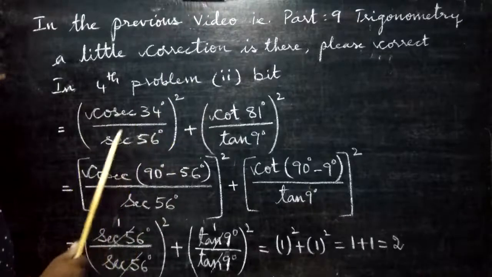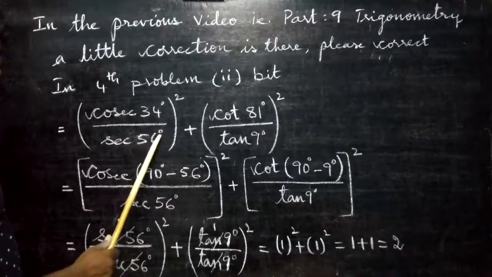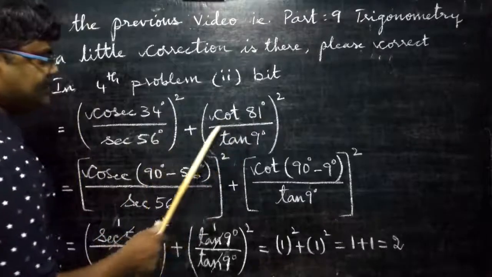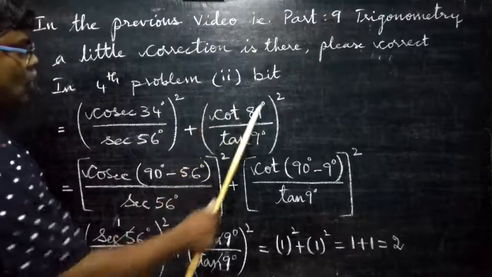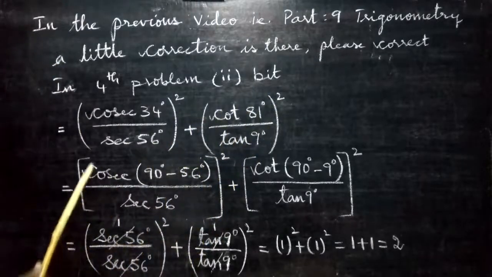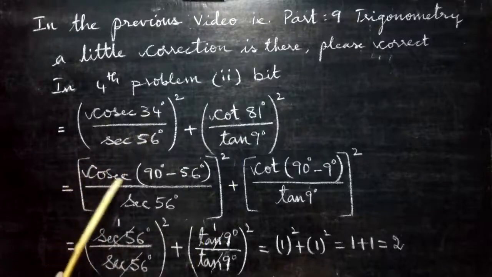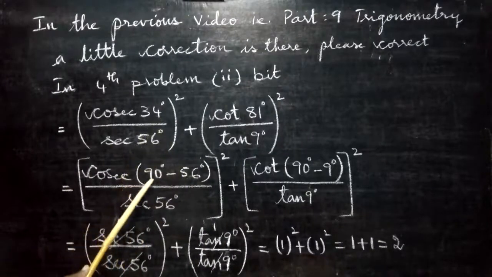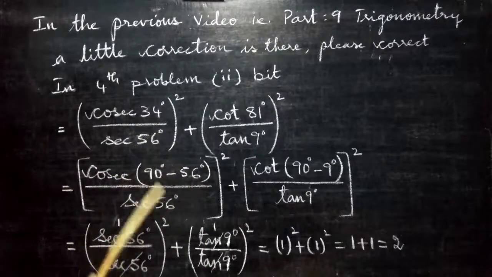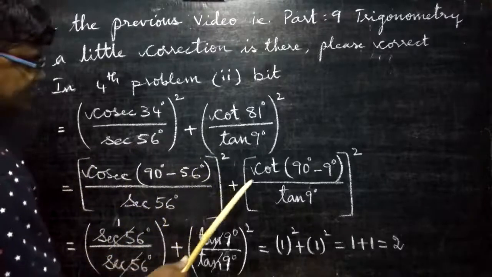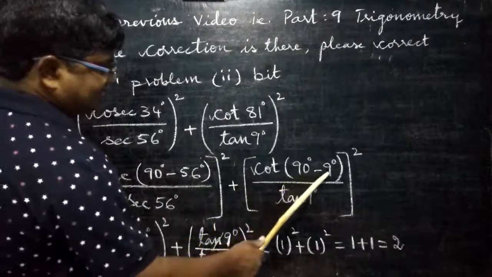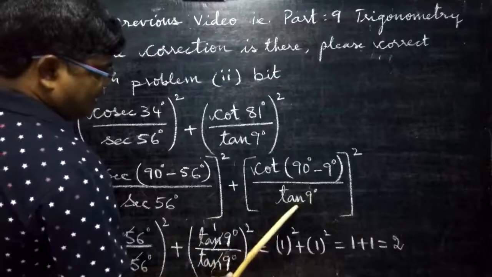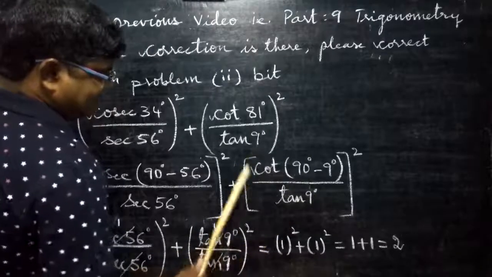(cosecant 34 degrees divided by secant 56 degrees) whole square plus (cot 81 degrees divided by tan 9 degrees) whole square is there. I am writing cosecant 34 as cosecant (90 minus 56), 90 minus 56, 34 only. So divided by secant 56 whole square plus cot (90 degrees minus 9 degrees), 81 is 90 minus 9, so divided by tan 9 degrees whole square.